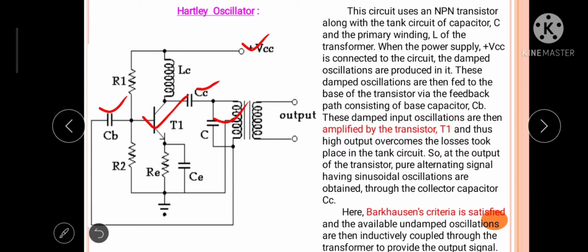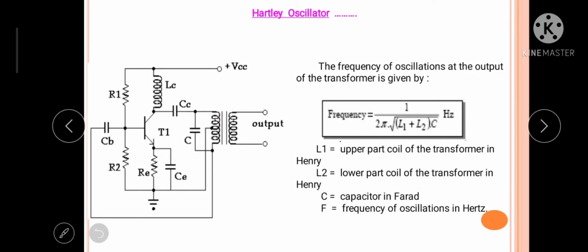As per our last discussion, the Barkhausen criteria includes two conditions. One is regarding the feedback circuit, it should be positive, and second is the gain of the amplifier, it should be greater than 1. Here both the Barkhausen conditions are satisfied, and the available undamped oscillations are then inductively coupled through the transformer to provide the output signal. Here I have taken this circuit diagram same as in the last case for your ready reference.